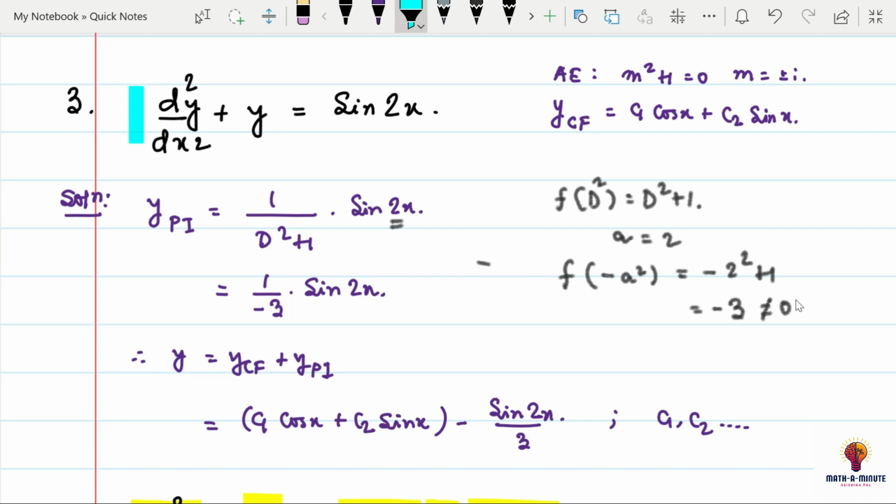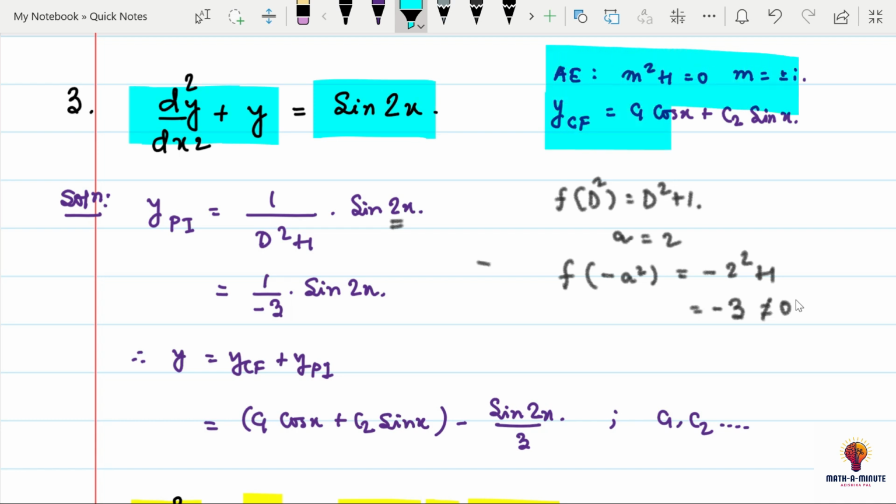The first problem is d2y/dx2 plus y equals sin 2x. I hope you can find the complementary function in this way. Let me just discuss the particular integral. What will be the particular integral here? It will be 1/(D square plus 1) sin 2x.